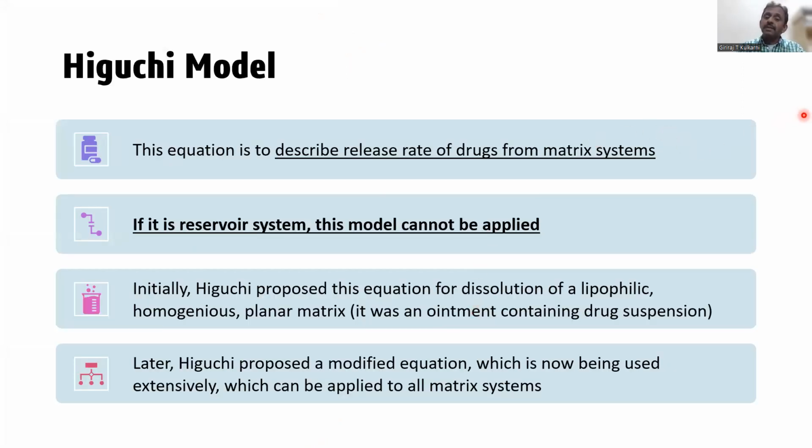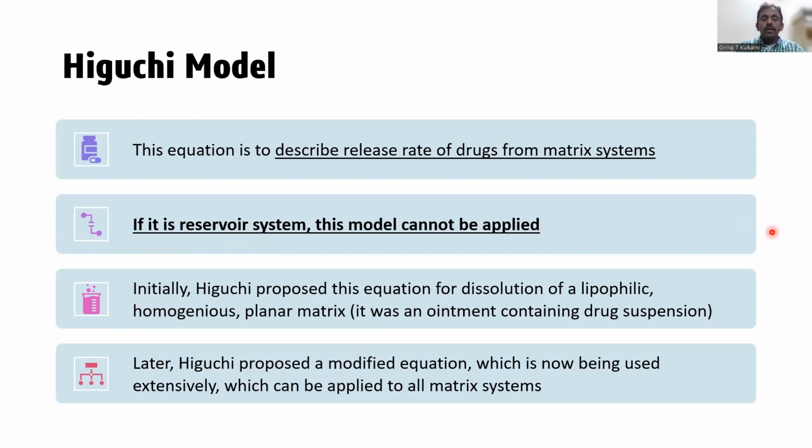Next model is Higuchi's model. This is the classical Higuchi's equation, which we will come to in the next slide. It is to describe the release rate of drugs from, again, a matrix system. So first order is also for matrix systems, and Higuchi's is also for matrix systems. If the system is a reservoir, we should not use Higuchi's equation.